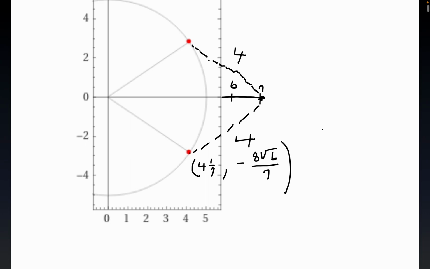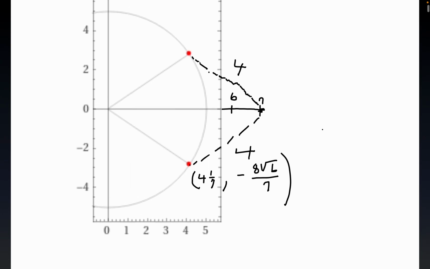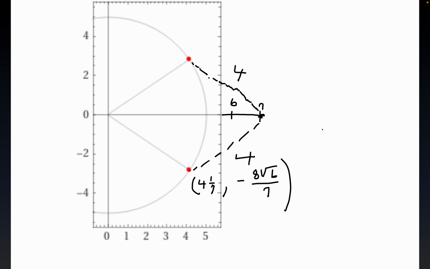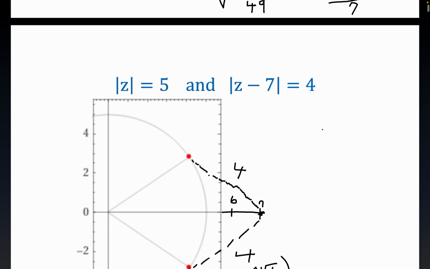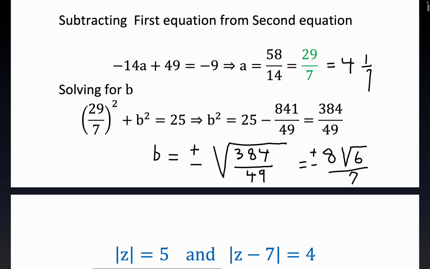So anyway, we got it. I think it's kind of neat. Both of those points are 4 away from the respective points on the circle of radius 5. So I guess, let's see. These are the answers.